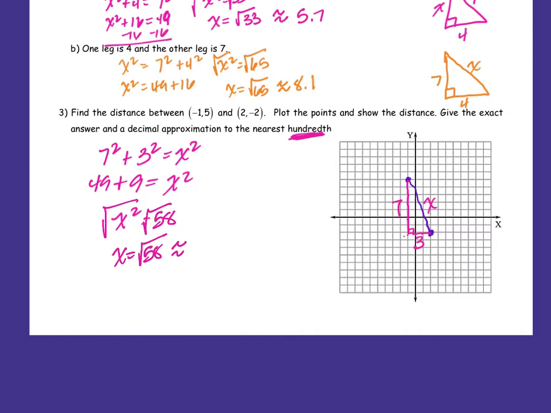Now my phone won't turn, so we'll just use this one. Square root of 58, 7.62. Okay? Are there any questions? Let me go up here and see if you guys have any questions. Nope. Okay. So we're going to go on to the next thing.